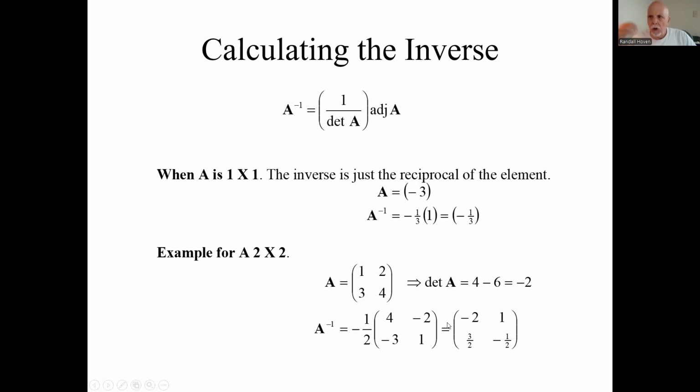instead of following the normal formula for an adjoint, all you're doing is, remember, you swap the main diagonal terms, so the 4 will go upper left and the 1 will go lower right, and you change the signs of the off diagonal terms. So the 2 and 3 become -2 and -3. The determinant was easy enough. 4 minus 6, that's -2. So applying this formula, here's your inverse. If you multiply it out, there it is. This was good enough for my students to show me.